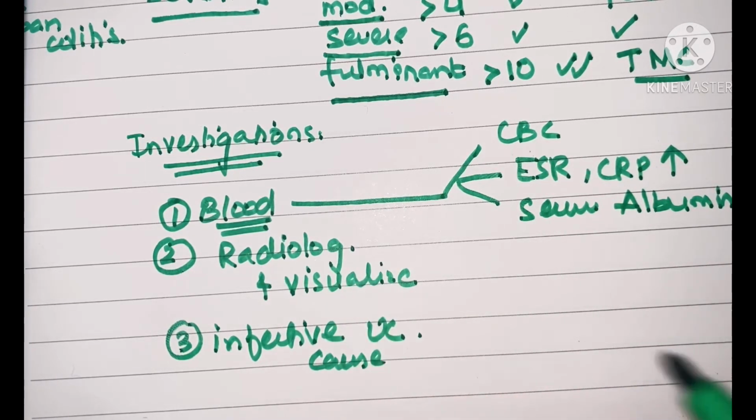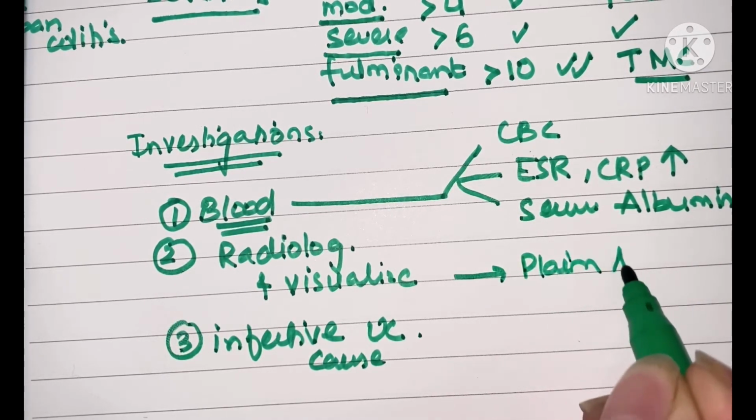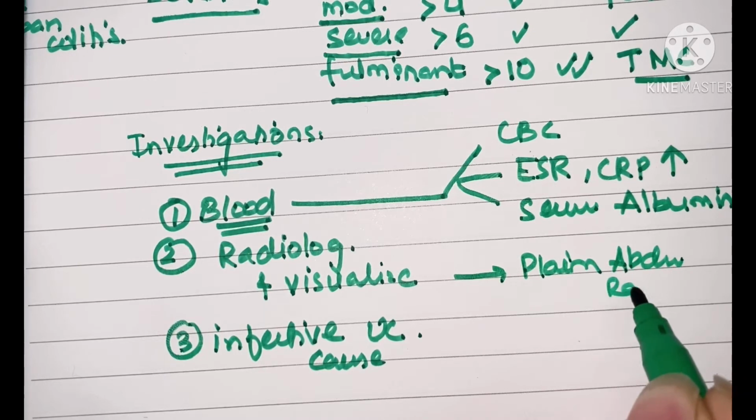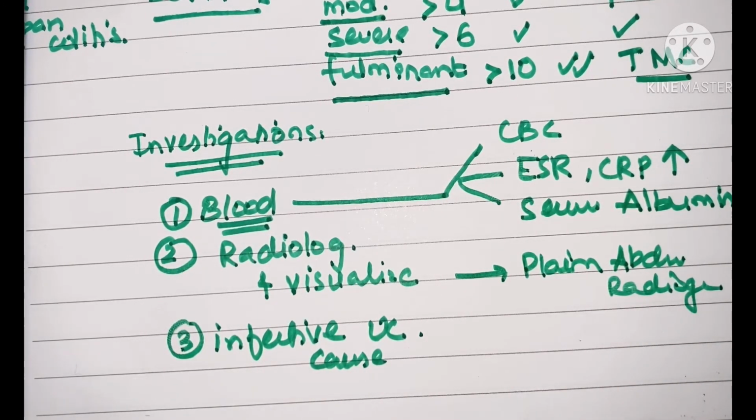Then radiologically, first of all we go for plain abdominal radiograph. Now in the plain abdominal radiograph, we'll see first of all the diameter of the colon. If the diameter of the colon is more than 6 centimeter, then we'll say that toxic megacolon is present in that disease. Or we'll see gas under the diaphragm.